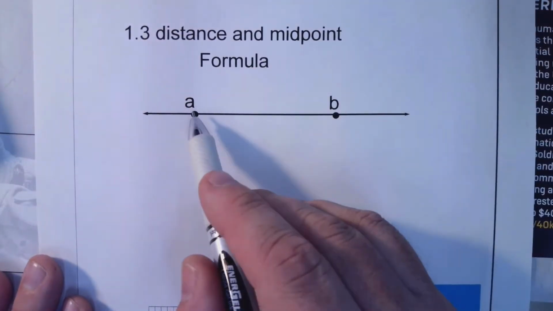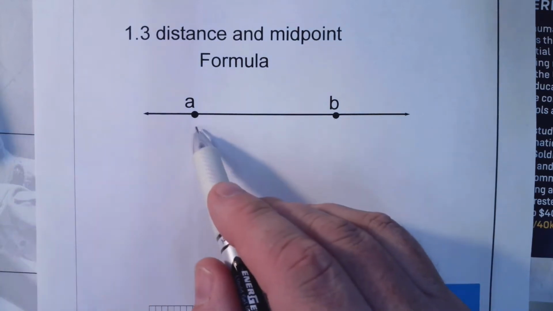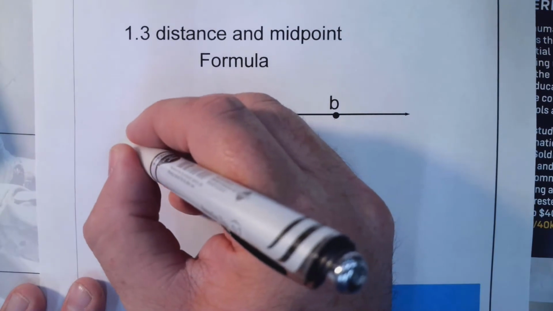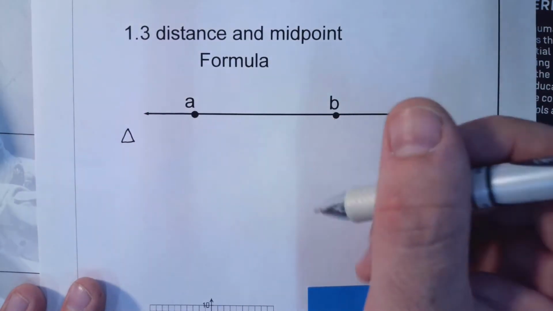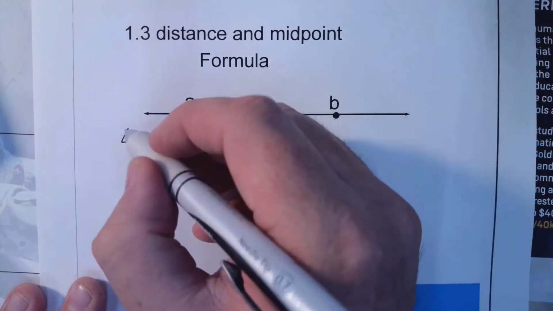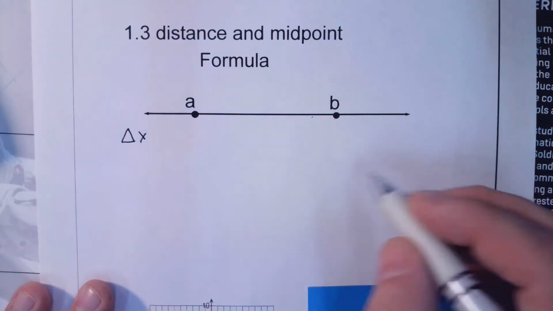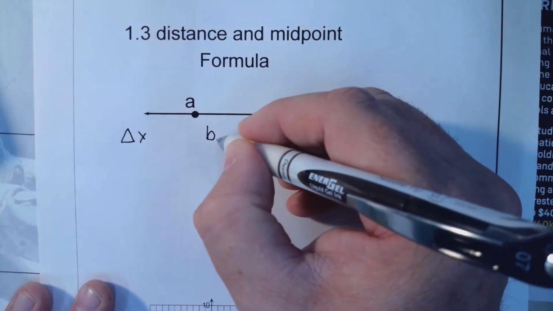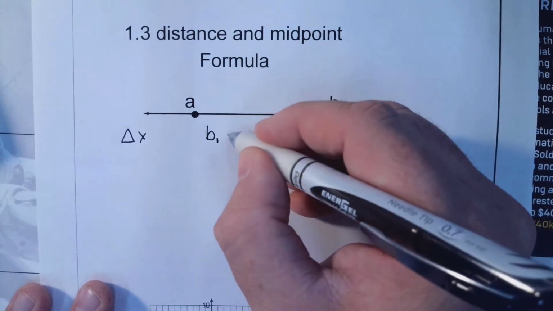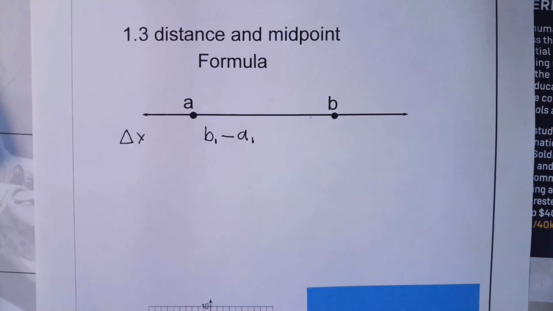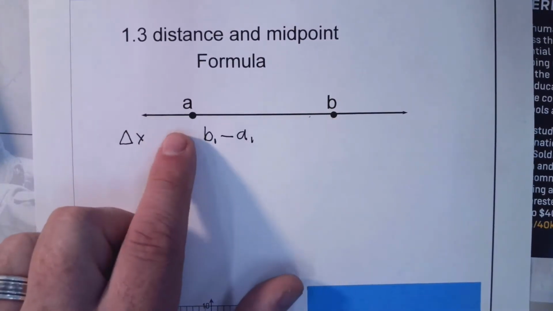All right, so the distance between A and B on a number line is very easy to determine. Basically it's the same thing as the change in X on the number line. So this is all it is: B1, because it's the first point, minus A. That's the distance. So we don't really need a formula if we're doing a number line. You start with the second thing and subtract the first thing and get the distance.